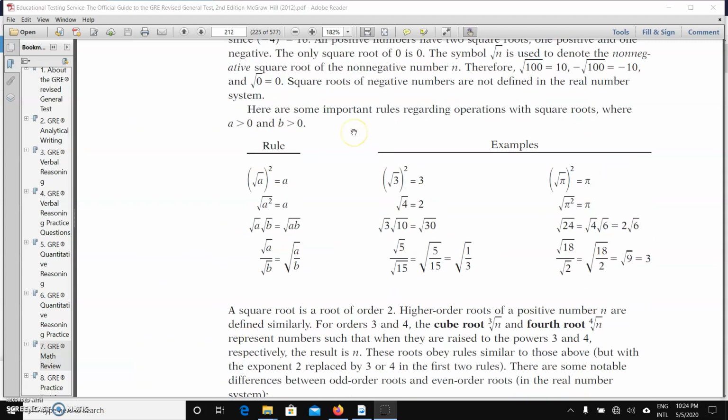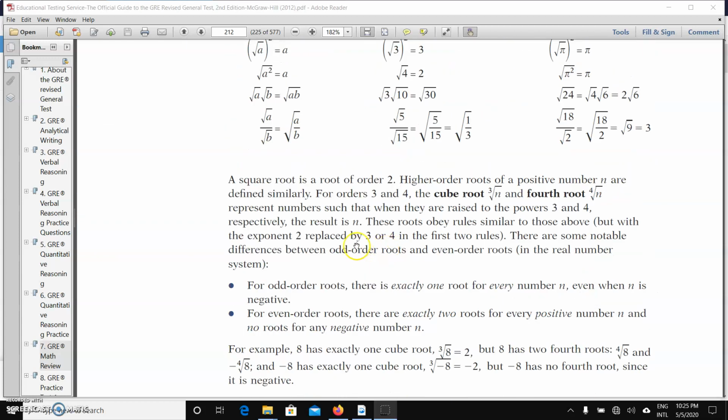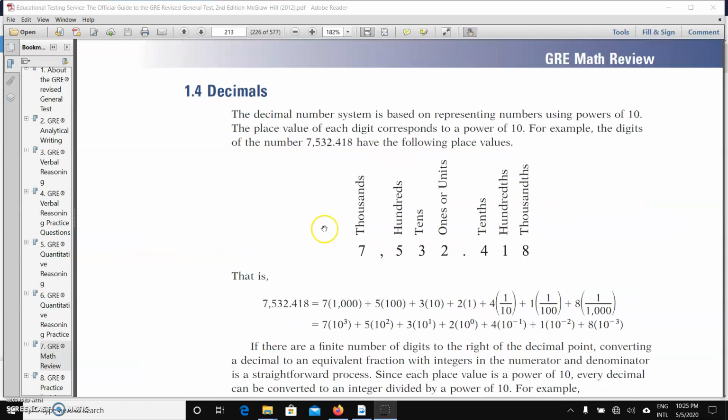Now that's just the whole story about exponential. It is just telling you that when something is raised to the power of another thing, that's exponential. Now let me go to decimal, right?